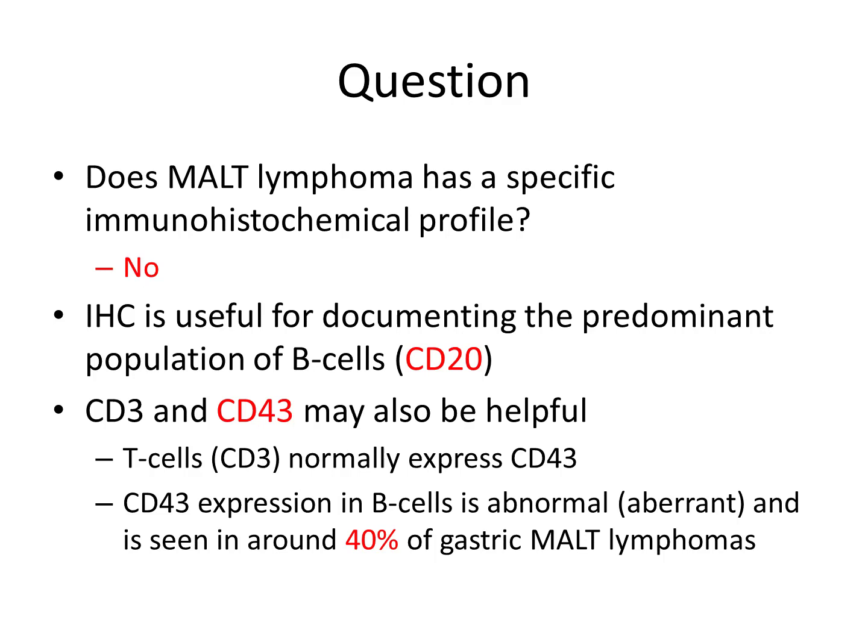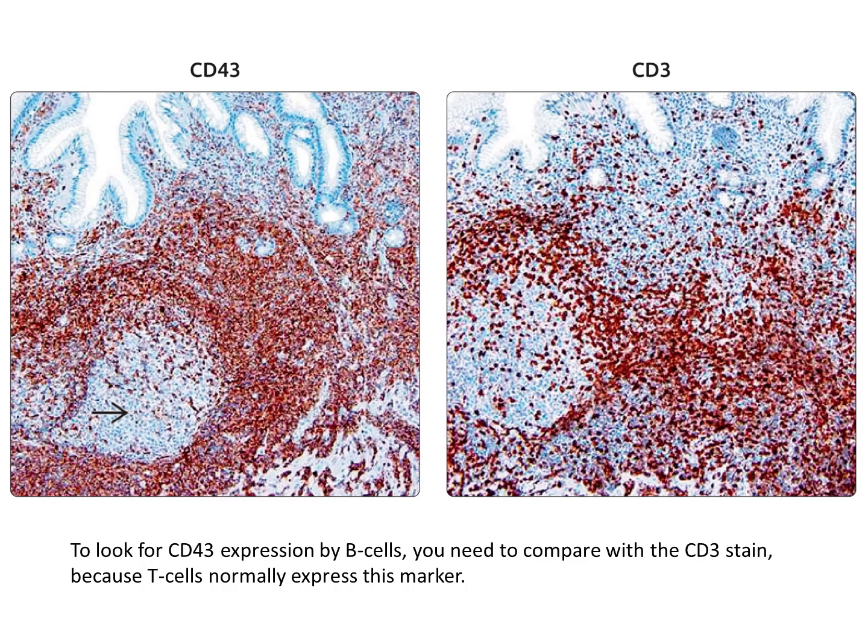CD3 and CD43 are also helpful. T cells are CD3 positive and normally express CD43. CD43 expression in B cells is abnormal and is seen in around 40% of gastric MALT lymphomas. To look for aberrant expression of CD43, you need to compare the CD43 result with the CD3 and CD20 markers.